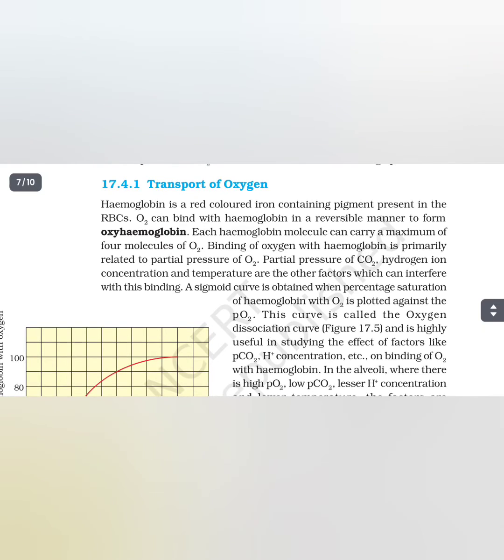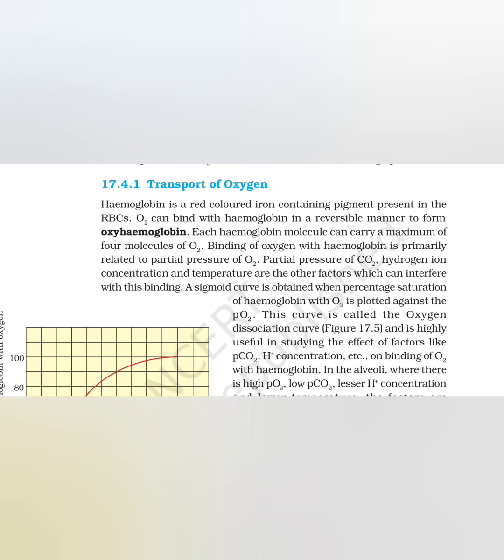Transport of oxygen. Hemoglobin is a red colored iron containing pigment present in the RBCs. Oxygen can bind with hemoglobin in a reversible manner to form oxyhemoglobin. Each hemoglobin molecule can carry a maximum of 4 molecules of oxygen. Binding of oxygen with hemoglobin is primarily related to partial pressure of oxygen.